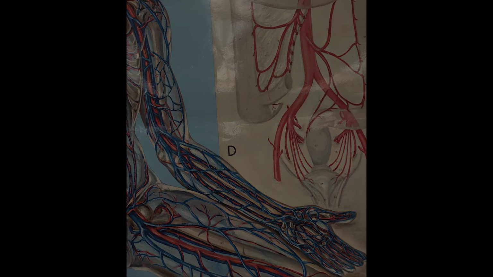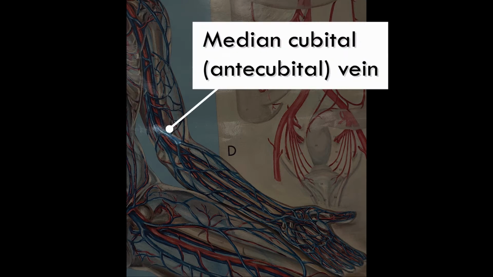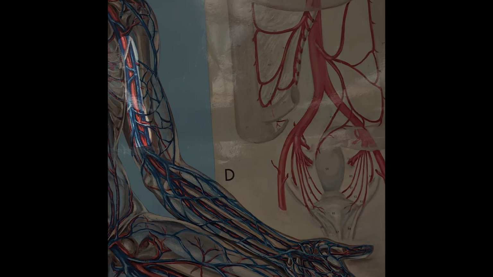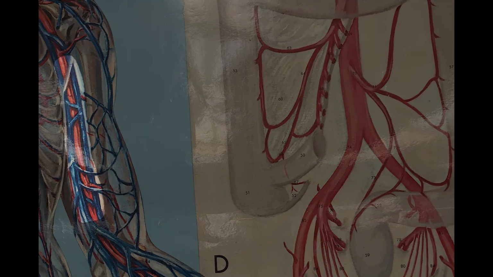Now, there's a connector between these two superficial veins. The connector is called the median cubital or the antecubital vein, and that is the vein that you get your blood drawn out of when you go to the lab to get lab work done. So it is like a little connector between cephalic and basilic. If we're in the brachial region, the blood vessel names are going to be brachial arteries and veins. If you're in the axillary region, the blood vessel names will be the axillary arteries and veins.